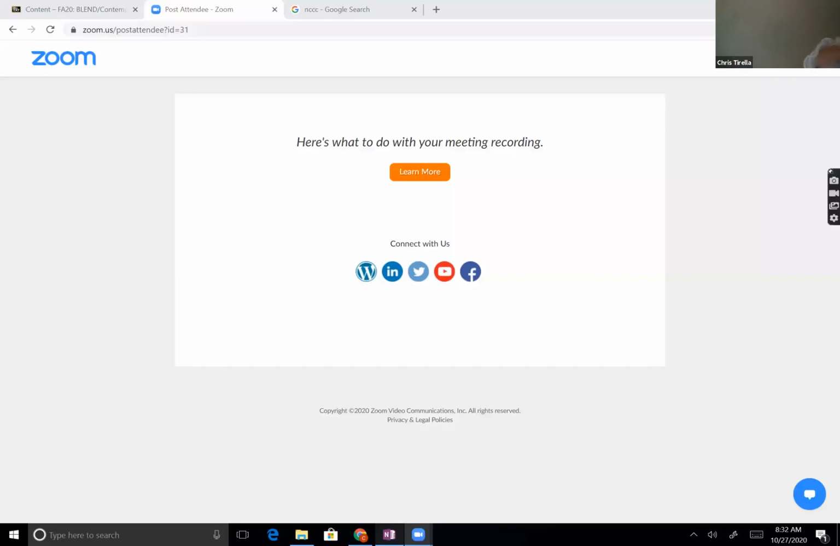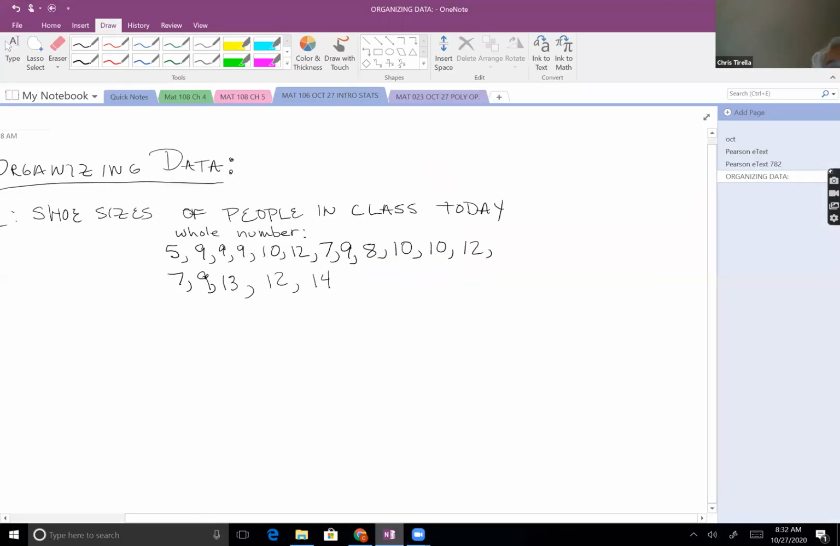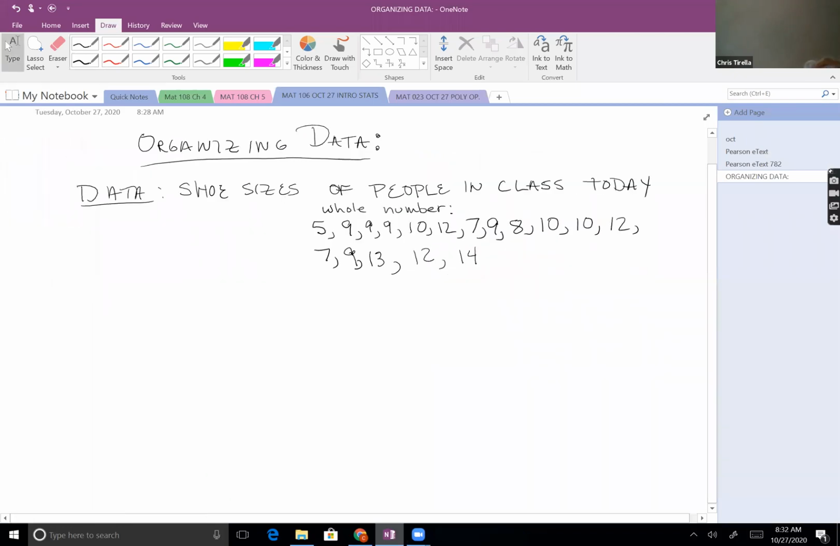I chose this as a data set because I hope nobody's too self-conscious about something like shoe sizes. So here is the list. And as we look at that list of numbers, it's interesting, but right now it's kind of all over the place. When we want to organize it and make it a more manageable list, the first way we're going to do that is by making a frequency distribution.